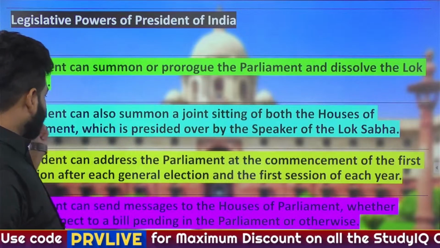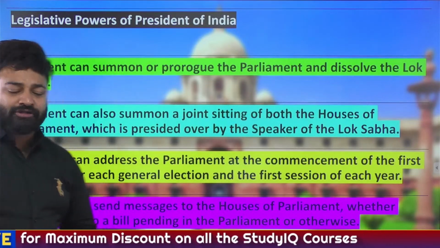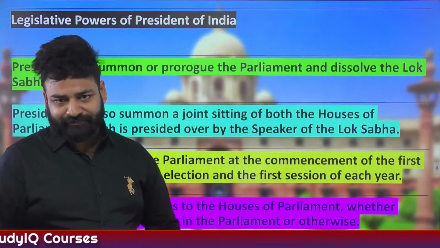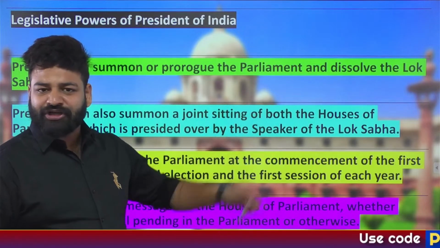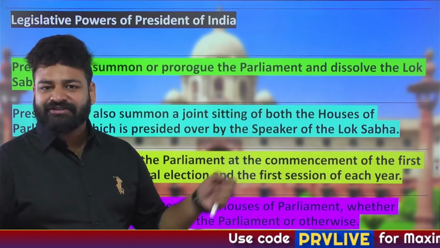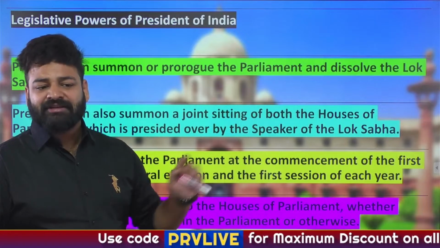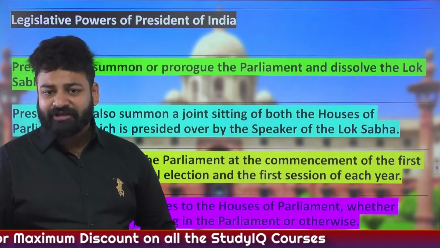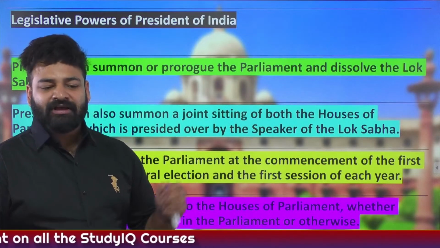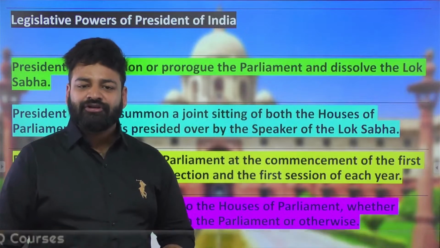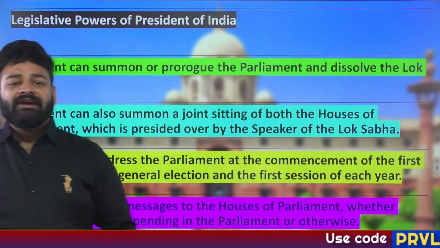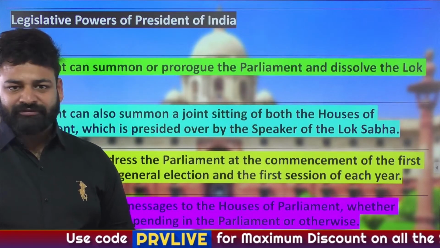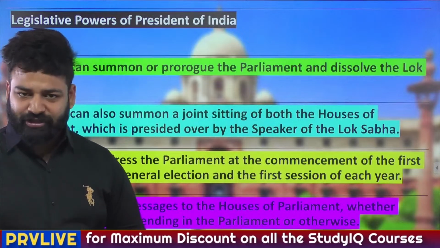So the President can also summon a joint sitting of both the Houses of Parliament, which is presided over by the Speaker of the Lok Sabha. And who decides it? It is decided by the President. And apart from that, in case the Speaker is not available, then it will be the Deputy Speaker. In case both of them are not available, then it will be at the discretion of the President to appoint the presiding officer of the joint sitting of both the Houses, that is simply under Article 108.